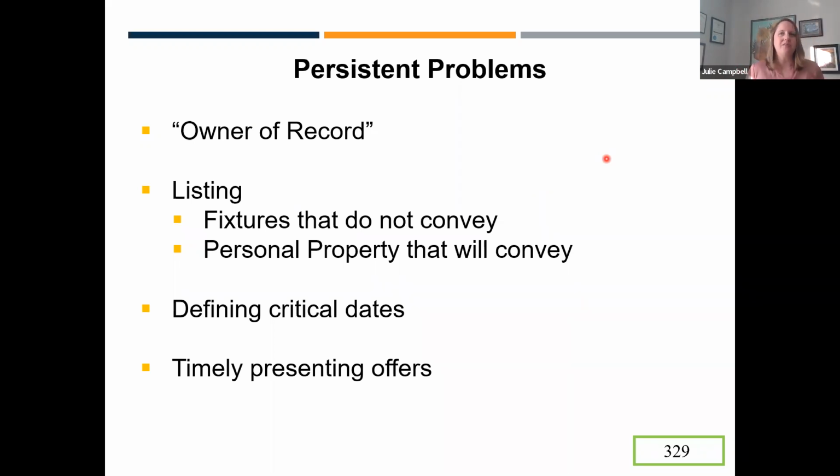Who remembers? I have to present offers to my sellers when? That first chance, immediately. And Penelope, but in no event later than 3 days. The rule says we present offers to our sellers immediately, but in no event later than 3 days. I just don't get how anyone could wait.